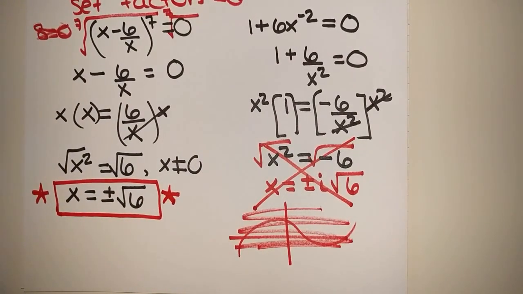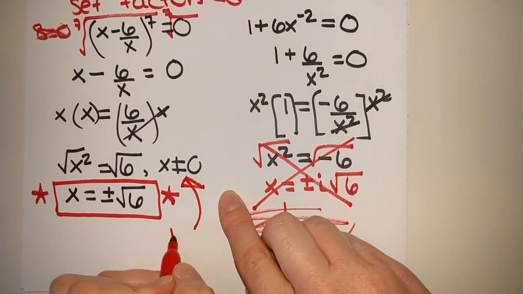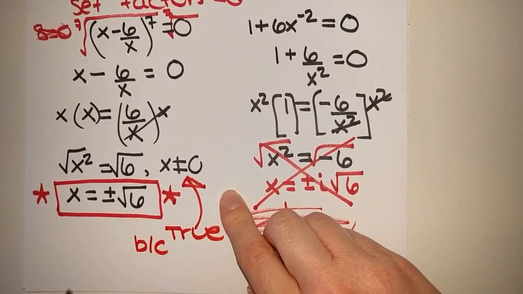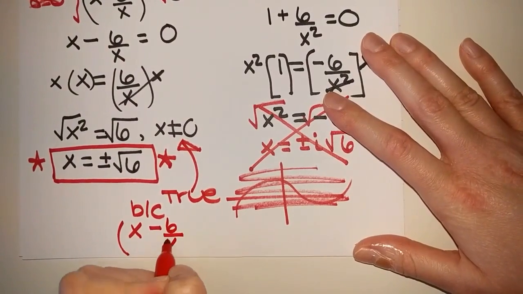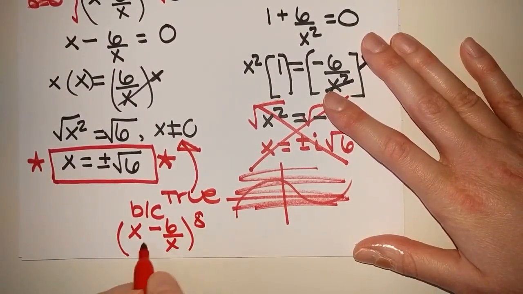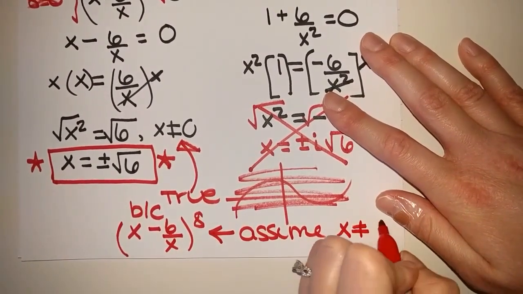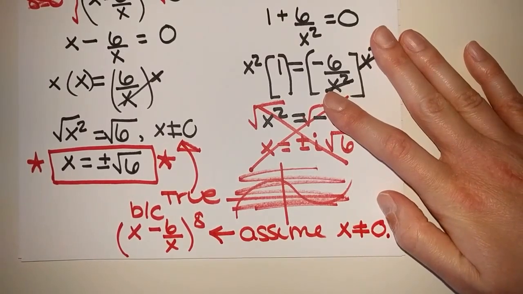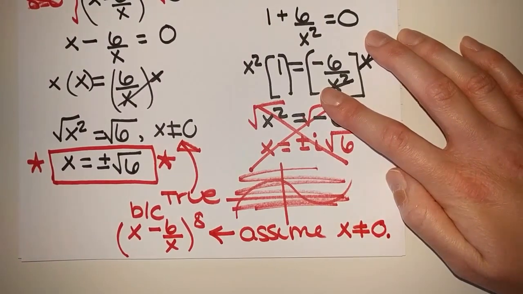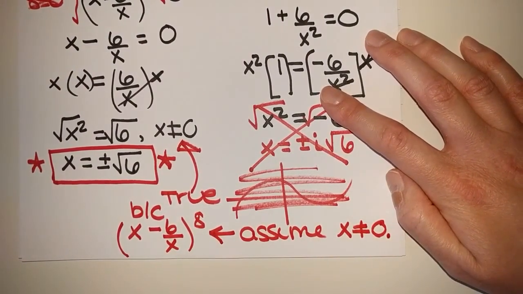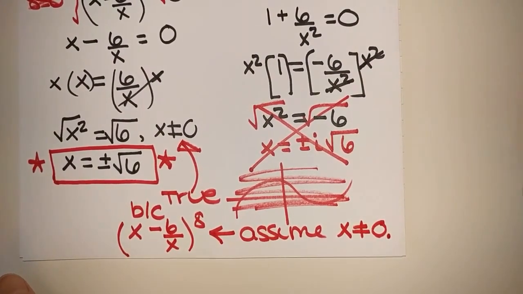I do want to just say one other thing about this assumption that x cannot be equal to 0. That assumption is true because if you look at the original problem you had (x minus 6 over x) to the 8th power. And by writing that, that is assuming that x, the denominator, cannot be equal to 0. So when you cross that out, you are not crossing out a solution because the original function as it is given assumes that x cannot be equal to 0. Because if x was equal to 0, then you would have a 0 in the denominator. Okay, so our answer would be that there's two x coordinates, plus or minus square root of 6.